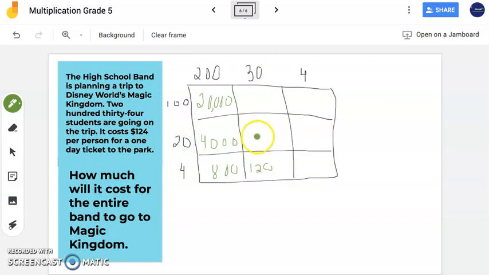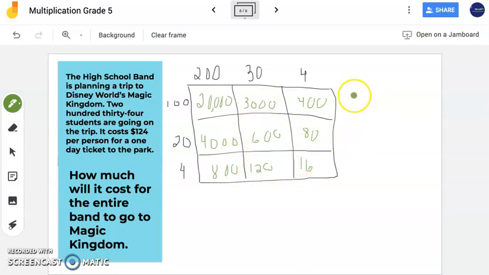20 times 30 goes in this box here, which is going to give me 600. And then I have 100 times 30, which is going to be 3,000. In this box here, I have 4 times 100, which is 400. And here I have 20 times 4, which is 80. And in this box I have 4 times 4, which is 16. Now my final thing I'm going to do is take everything in green and add them together.